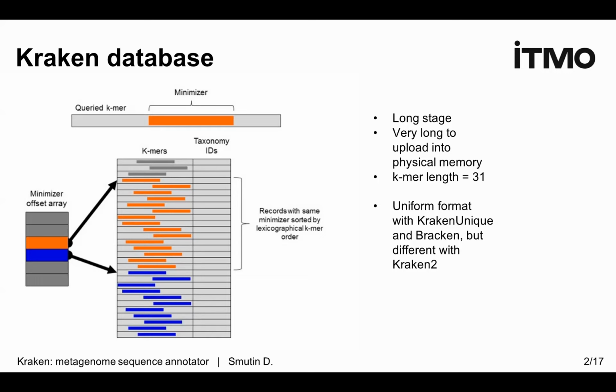And not only is building the database a long process, but also loading it into physical memory is a long process. So if you run Kraken on a lot of samples, it is really faster not to do it in a loop, but to use a list or something like that. It uses the default k-mer length of 31. It is pretty similar to basic BLAST approaches. For example, MegaBLAST uses a 28 k-mer length.